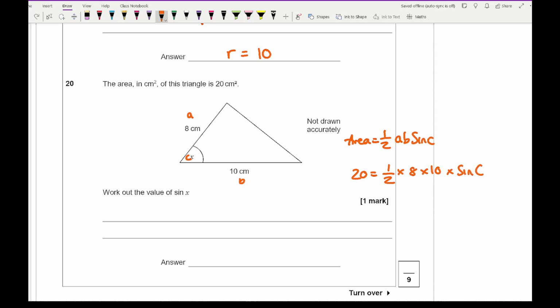Well, simplifying all of this, this is 80. 80 divided by 2 is 40. So I've got 20 equals 40 sine C. Take the 40 over by dividing by 40, in which I get a half equals sine C. So the value of sine x is going to be a half, or 0.5.